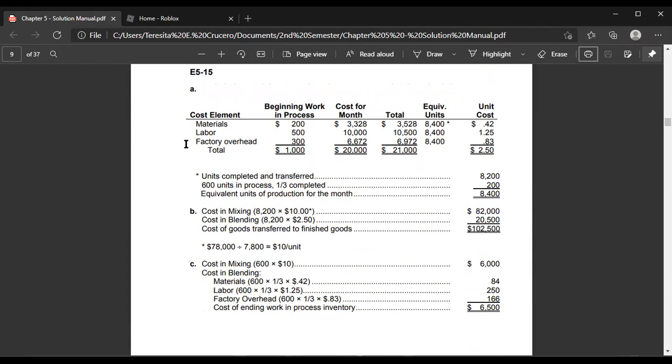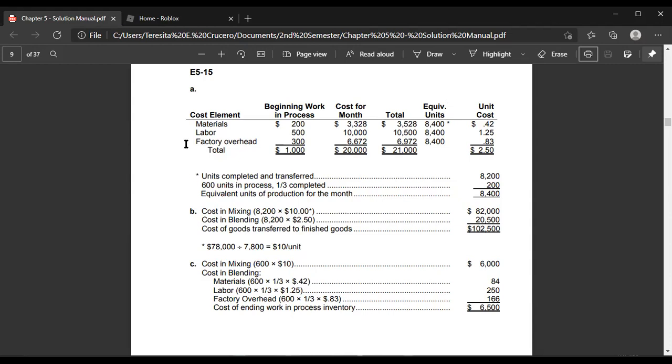We have now the cost of the beginning work in process. We have materials, labor, and factory overhead, total of 1,000. And then the cost during the month, as given, where materials, labor, and overhead total 20,000. So the overall total is 21,000.